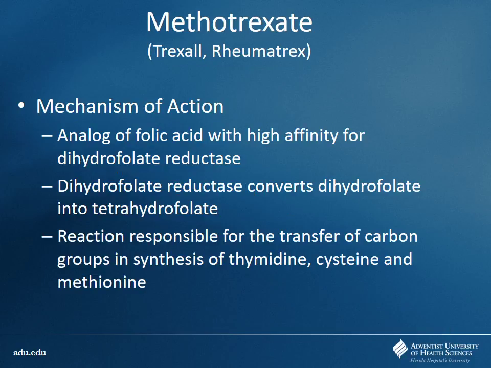So here, I'll show you a picture of this in just a second, but essentially methotrexate is an analog of folic acid, and it has a very high affinity for the enzyme dihydrofolate reductase. By inhibiting that enzyme, preventing dihydrofolate reductase from converting dihydrofolate to tetrahydrofolate, you prevent production of thymidine, cysteine, and then methionine as well, right? So you prevent these reactions from occurring, prevent the nucleosides from being actually produced, and they can't get incorporated into the DNA.